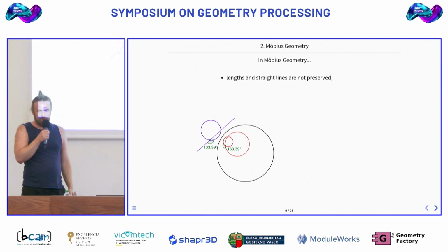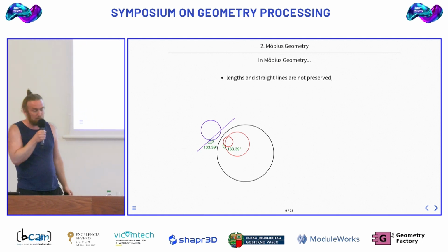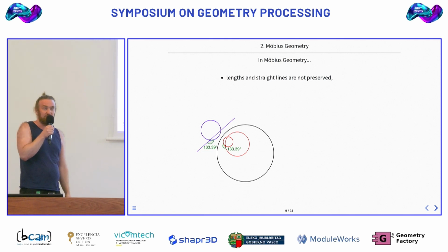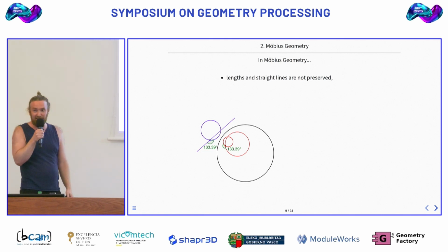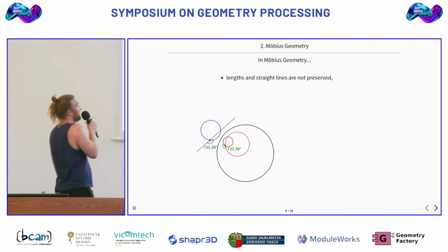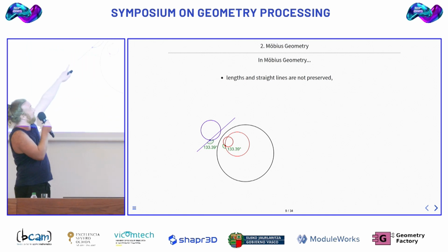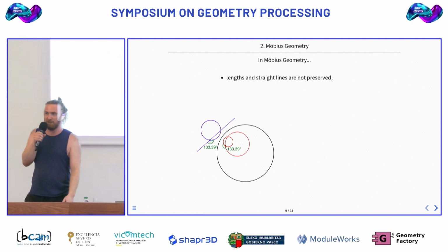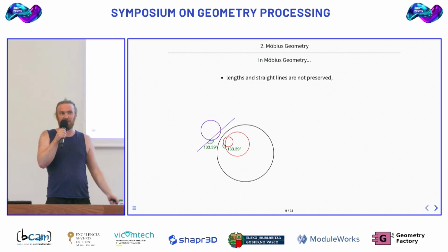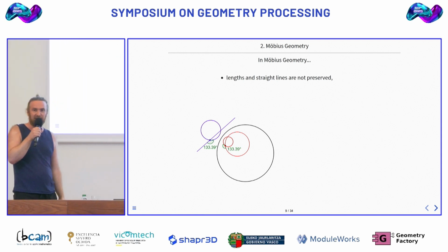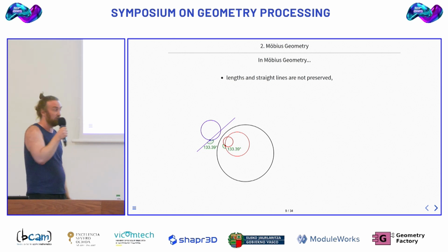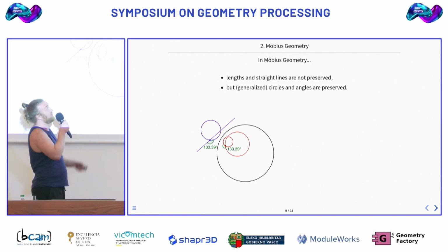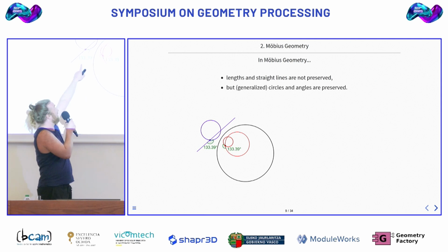All right, so some properties of Möbius geometry. As I said, lengths are not preserved, area is not preserved, not even straight lines are preserved. If you look at this example, I have a blue circle and a blue straight line. I reflect them about the black circle, and I suddenly get two circles. So in Möbius geometry, circles and lines play the same role. However, together circles and lines are preserved and angles are preserved.